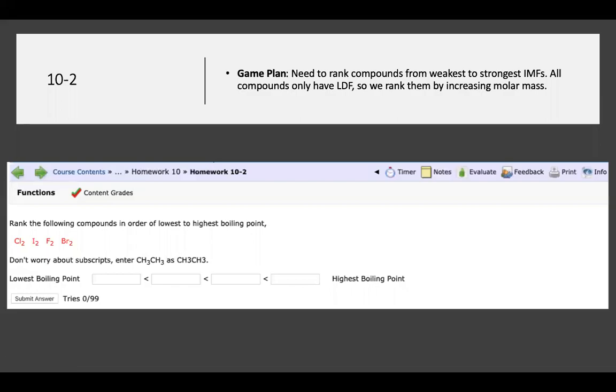So for this question, we're going to be ranking the following compounds in order of lowest to highest boiling point. So we've got some diatomic gases down here. We've got chlorine, iodine, fluorine, and bromine.